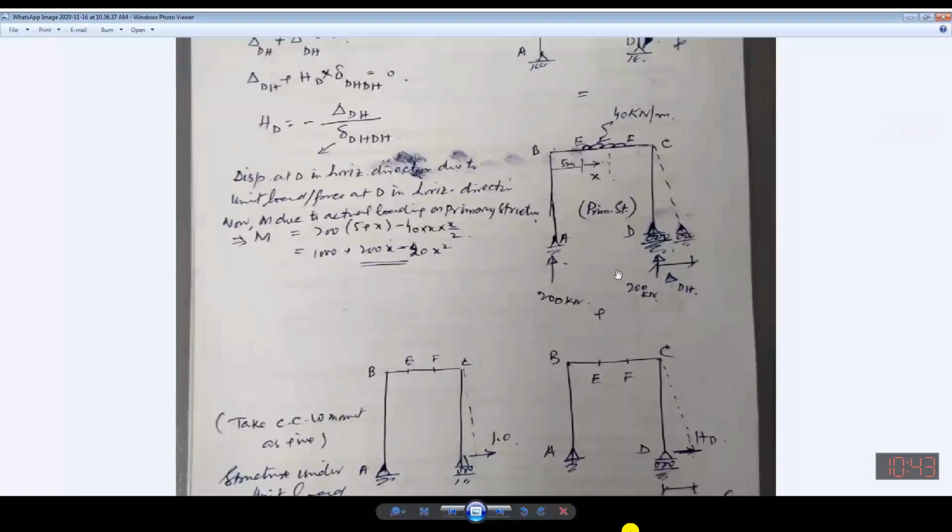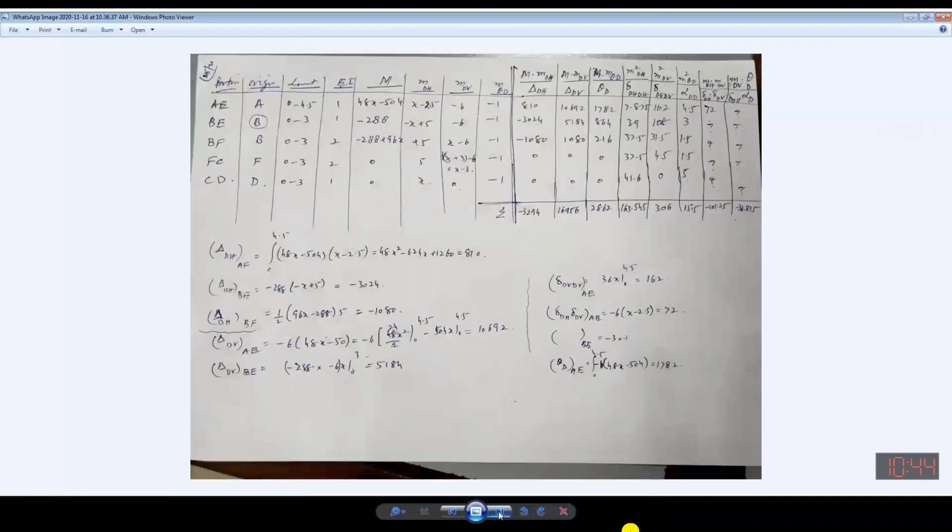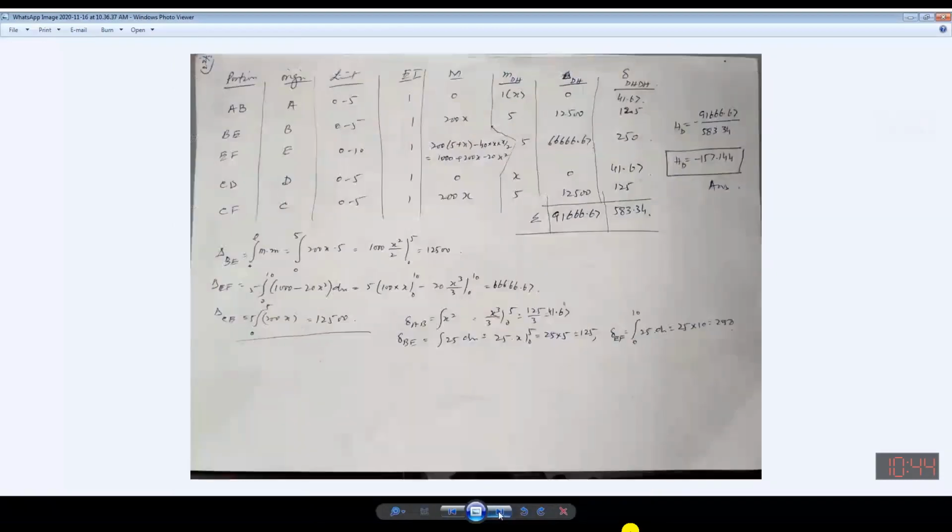Now, as far as the solution procedure is concerned, everybody is required to keep the figure with them and follow my words. Whatsoever I speak, it should be followed, please, everybody.